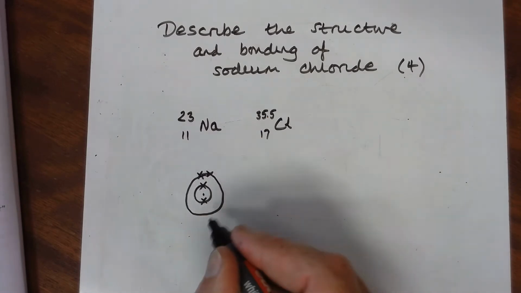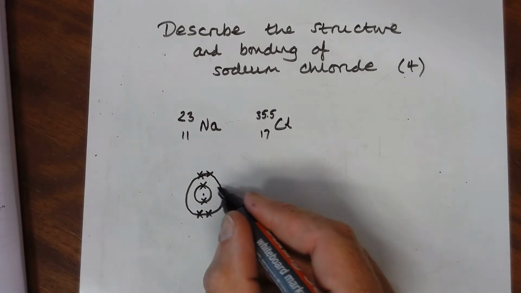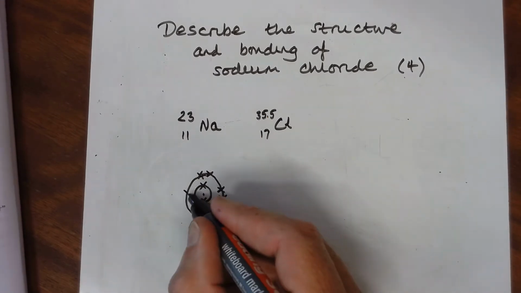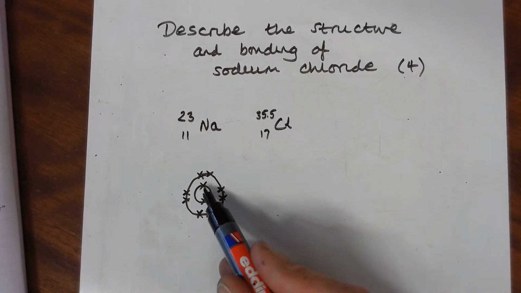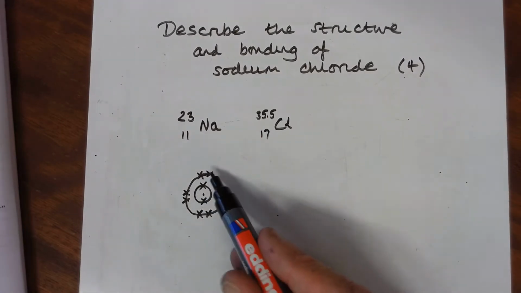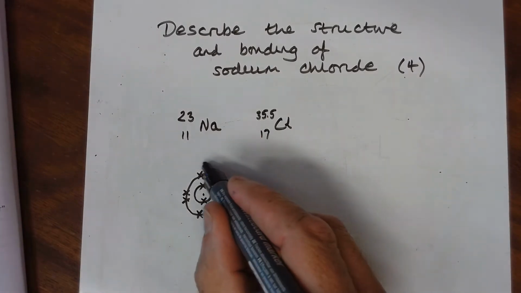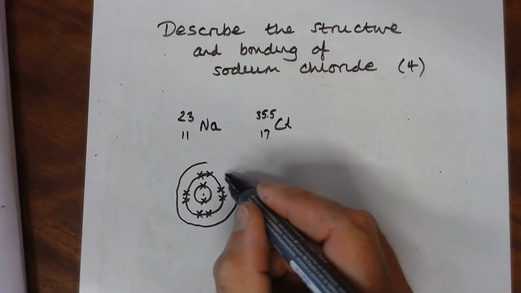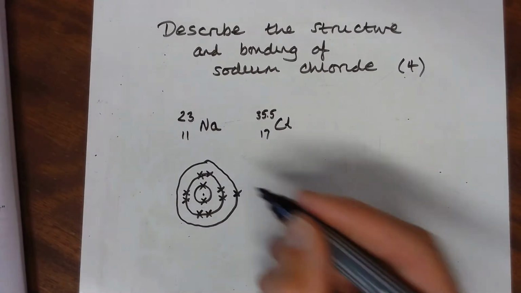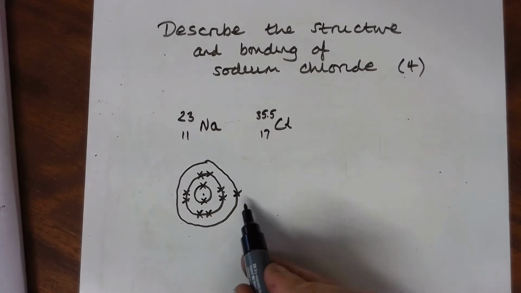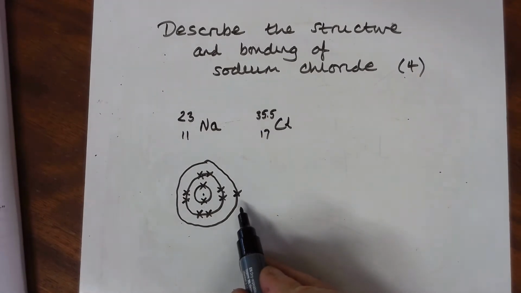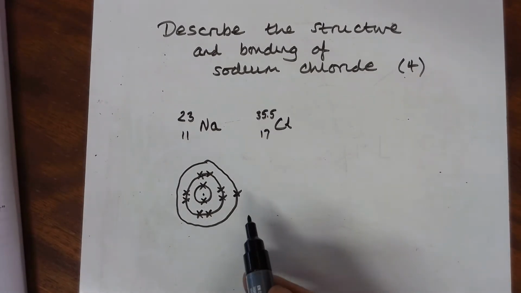And I draw them as crosses in these things that we call energy levels or shells. So far, I've got 1, 2 in the first, 8 more gives us 10, and finally 1 on the outside. I'm going to put that over there. This is a group 1 element, we can tell, because it's got 1 electron in the outer shell.